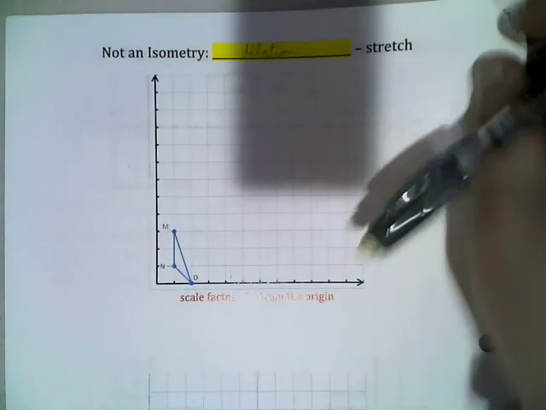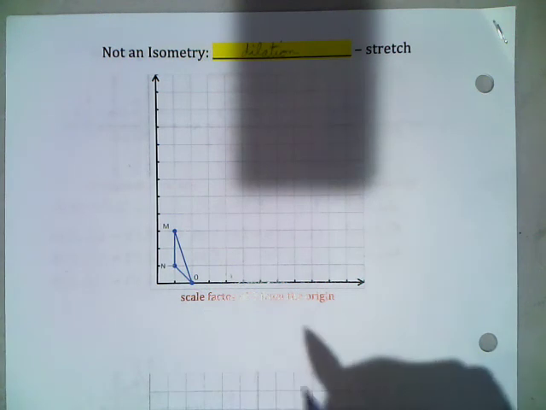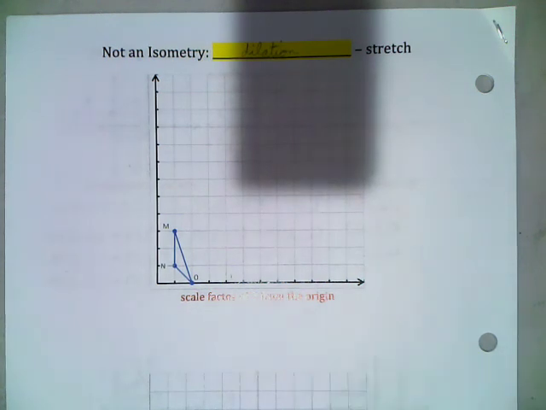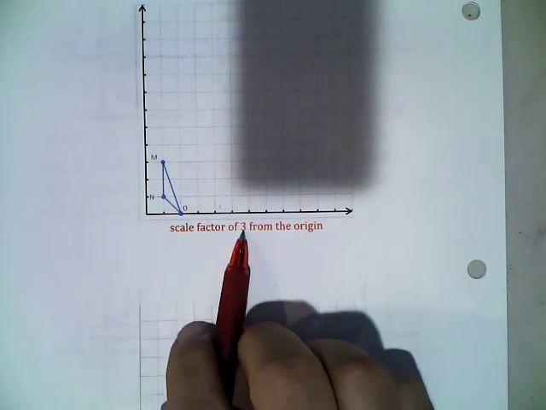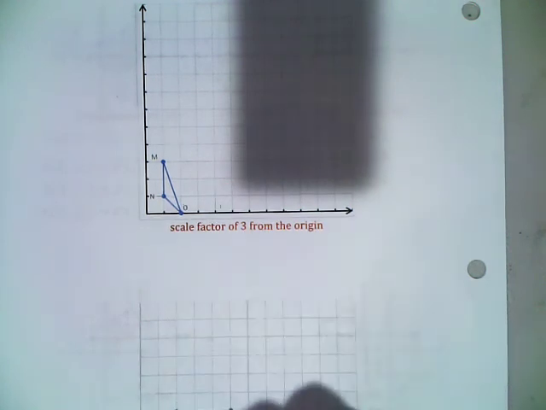So for a dilation, we're going to have what's called a scale factor. A dilation is going to stretch our figure so it becomes a certain number of times bigger than it used to be, or potentially it could even become smaller if we have a scale factor that's less than 1. It could actually condense it instead of stretch it. So we're saying that we want to have a scale factor of 3 from the origin.